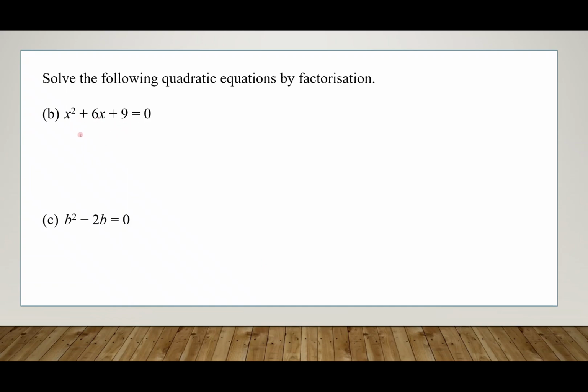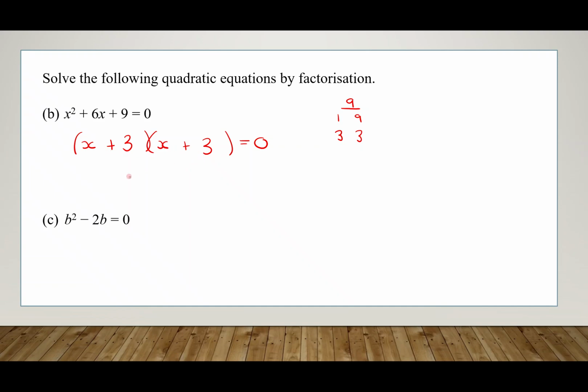So in B we've got x squared plus 6x plus 9 equals 0. So I'm going to start by popping it into brackets. Once again I've got this x squared, so I know I'm going to have the x and the x in the brackets, and I'm looking for factors of 9 that add to make 6. So I've got a few options. Everything's positive, so that does tell me that both of my factors need to be positive as well, so that's a good indication. So I can see that 3 times 3 is 9 and 3 plus 3 is 6, so I can add those in.